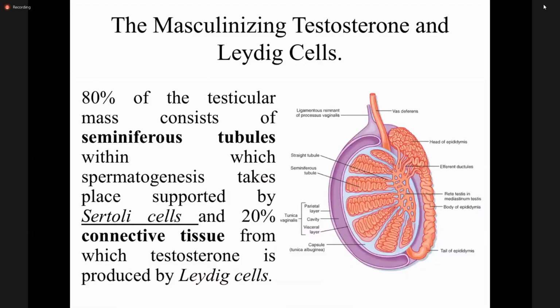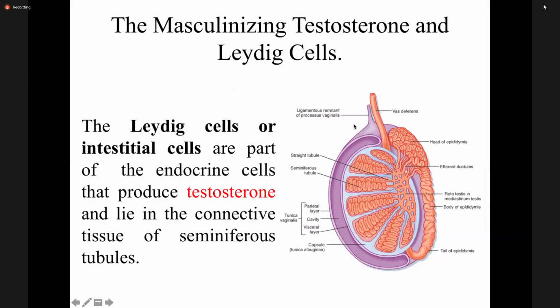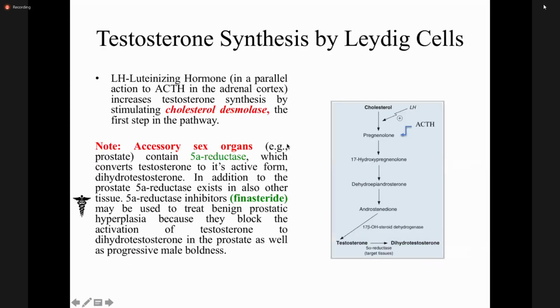Now, 80% of the testicular mass consists of seminiferous tubules, within which spermatogenesis takes place, supported by Sertoli cells. Now, 20% is connective tissue, where testosterone is being produced and where Leydig cells reside. The Leydig cells, or interstitial cells, are endocrine cells that produce testosterone and lie in the connective tissue between seminiferous tubules.